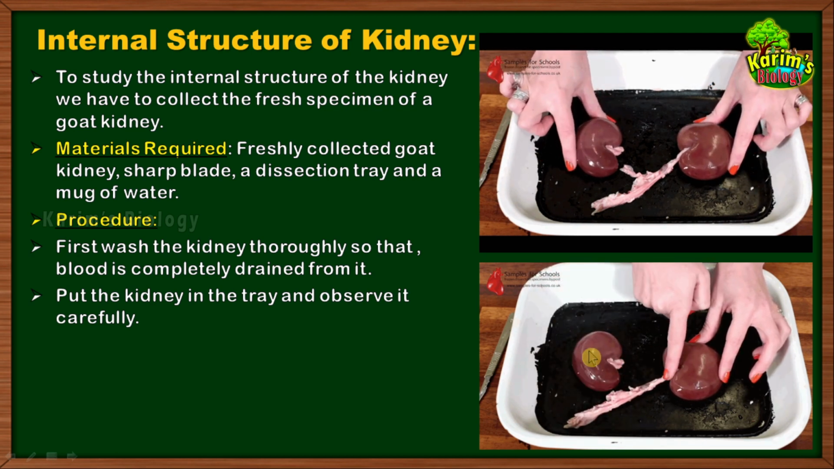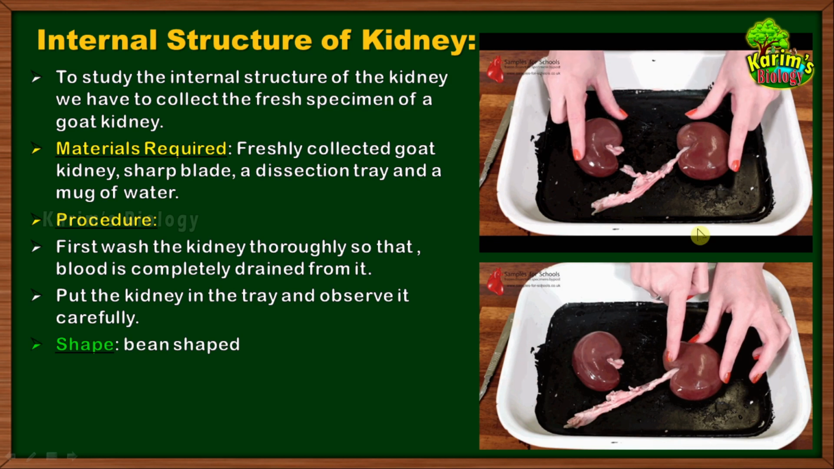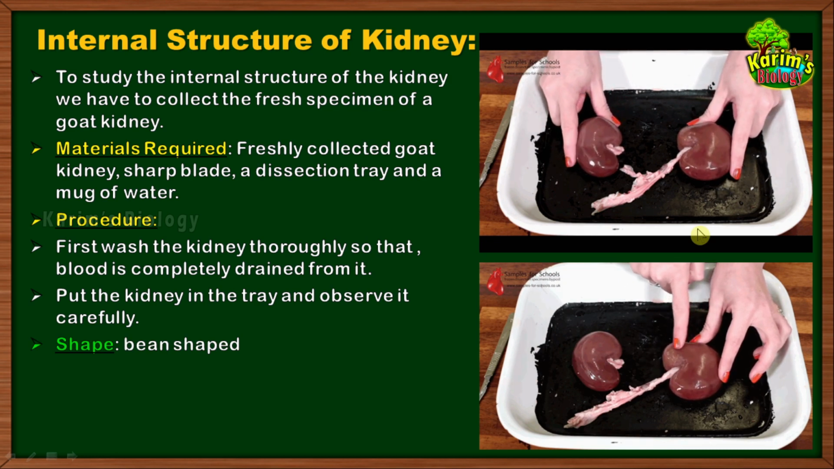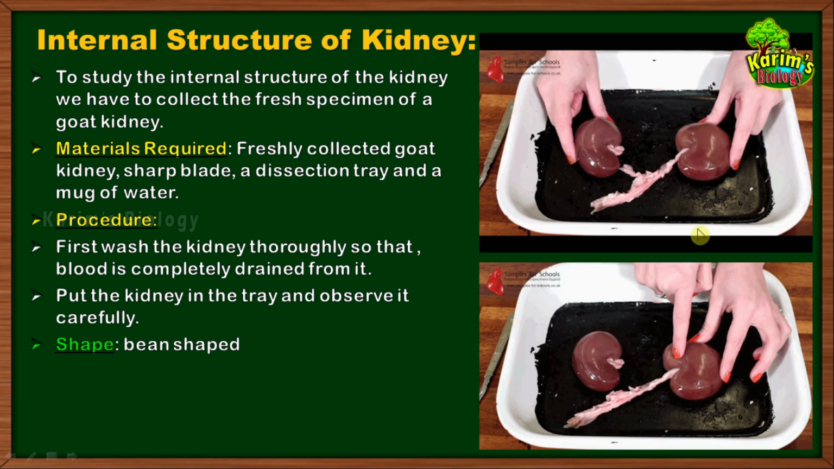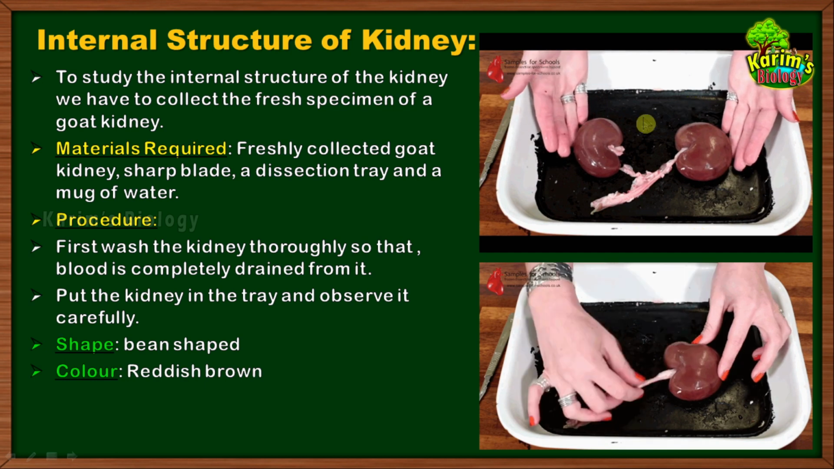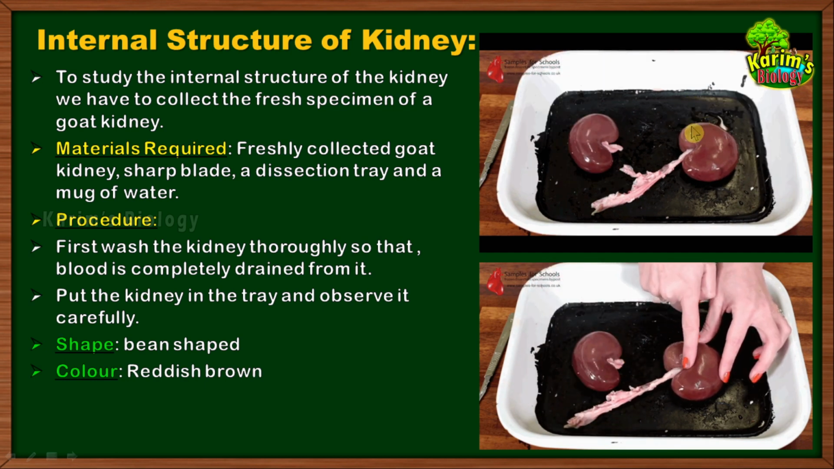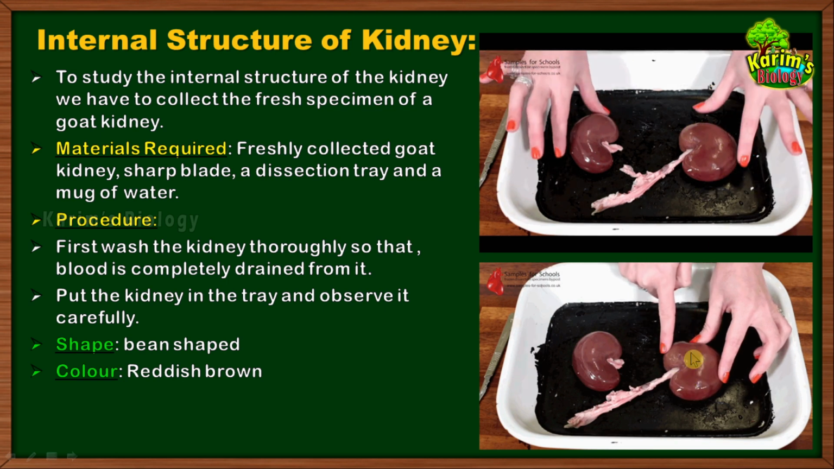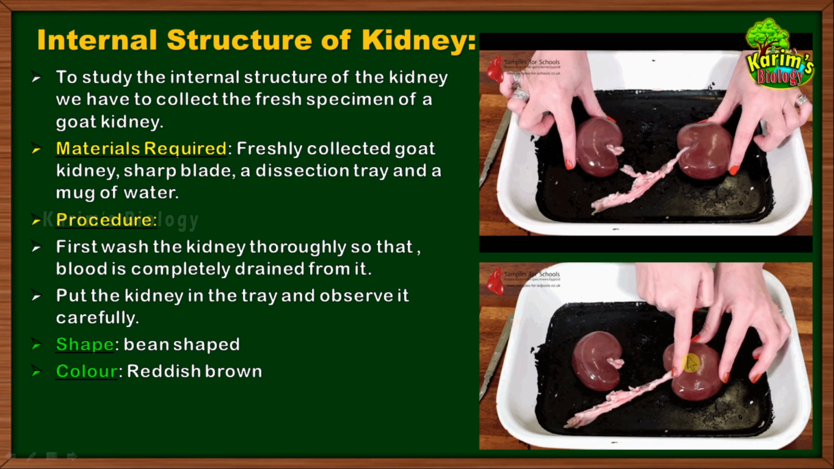First of all, we have to observe the external features of the kidney. The first thing to observe is the shape. I have already told you the shape of the kidney: it is a bean shaped organ. And what about the color? The color of the kidney is reddish brown. As you can see, this is the goat's kidney. From outside it appears reddish brown because the surface of the kidney has a fibrous tissue called the renal capsule, which I will be discussing in a couple of minutes.